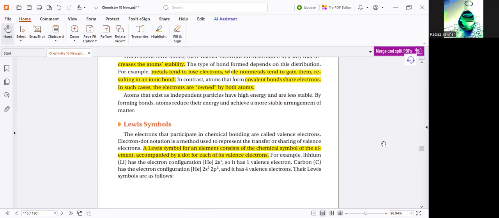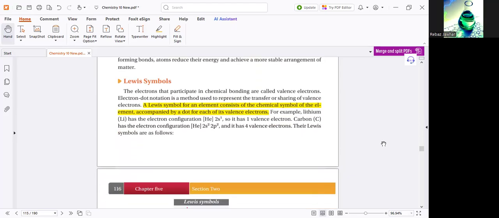This symbol in some textbooks is called the Lewis dot symbol. What do you mean by Lewis symbol? The definition is: a Lewis symbol for an element consists of the chemical symbol of the element accompanied by a dot for each of its valence electrons. Dot means spot. Students, for writing the Lewis symbol for each atom, we need two main things: the chemical symbol for an atom and the valence electrons.